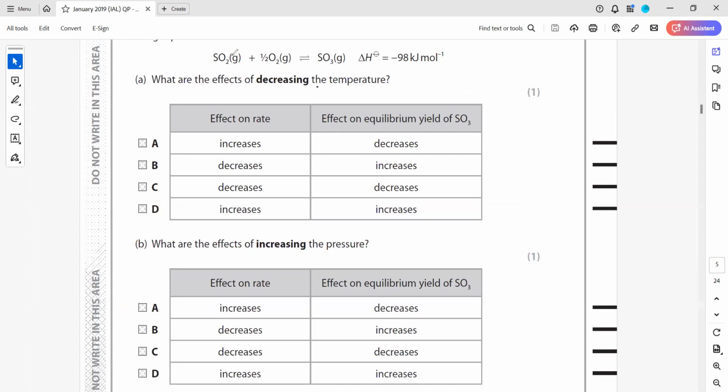Because of the yield, here we have a total of 1.5 moles of gas on one side, and here we have one. If we increase the pressure, equilibrium shifts towards the side with fewer moles of gas. So both will increase: the rate will increase, as well as the shifting of equilibrium toward the right-hand side, so the yield will also increase.